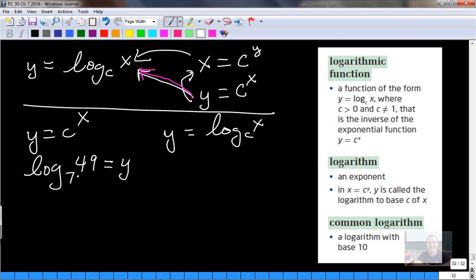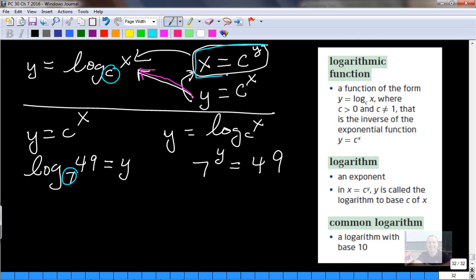But what you can do is you can take a look at the logarithm and rewrite it as an exponential function. Okay, so really, if we want to write it the other way, what you do is you go 7 to the power of y equals 49. Okay, so our c value is here, 7. And the exponent, we said, was the y, right?